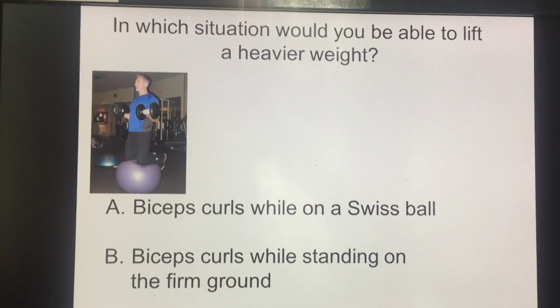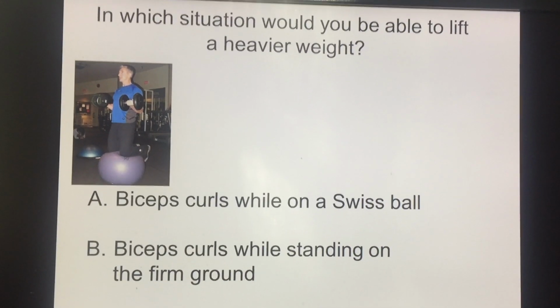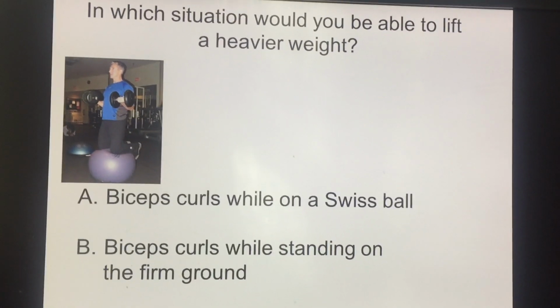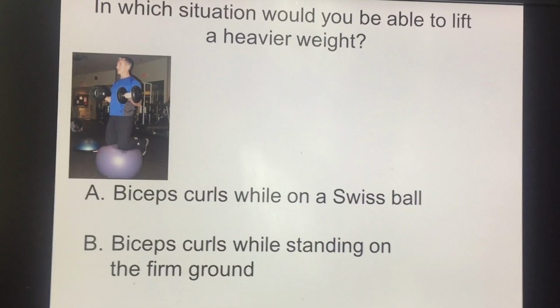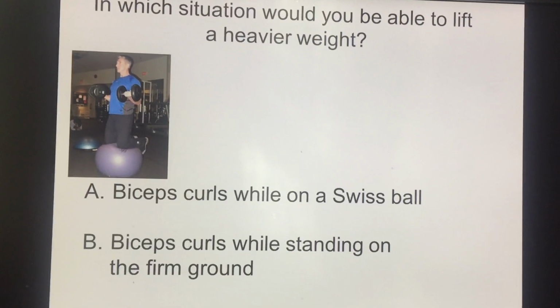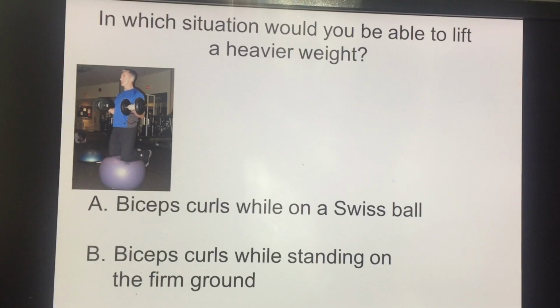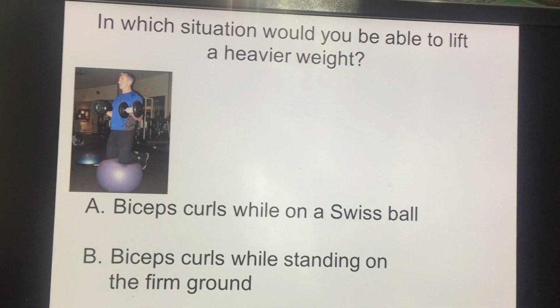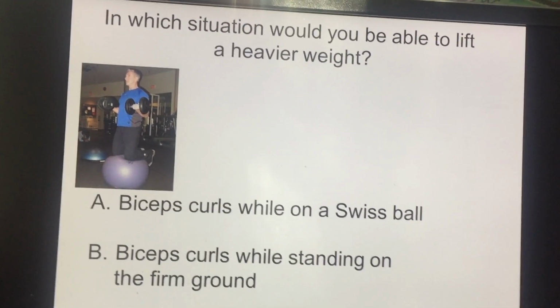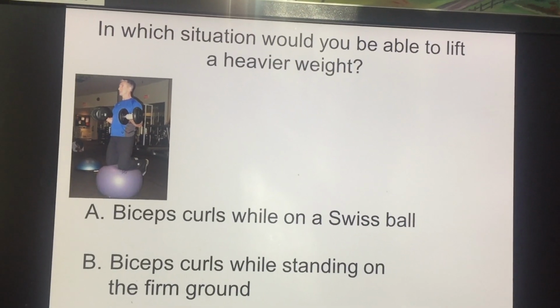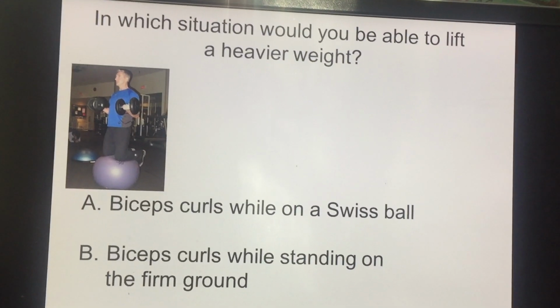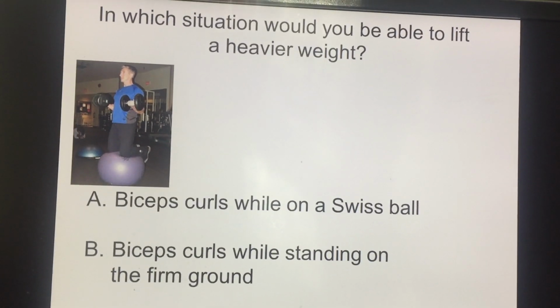Now, in which situation would you be able to lift a heavier weight? The correct answer here would be the biceps curl while standing on the firm ground. So in this case, training in an unstable environment is at a disadvantage if you want to train to lift a heavier weight, so if you want to increase your maximal force.